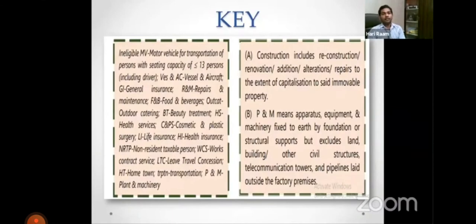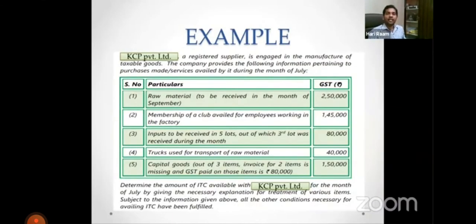Then let us see an example to understand it. KCP Private Limited is a registered person engaged in the manufacture of taxable goods. The company provides the following information pertaining to the purchases made and services availed by it during the month of July. Let us see the examples. Raw materials to be received in the month of September.